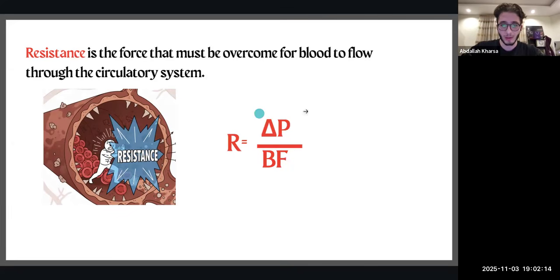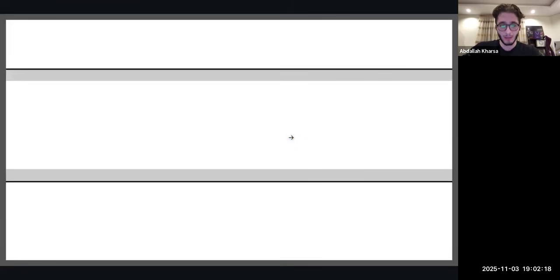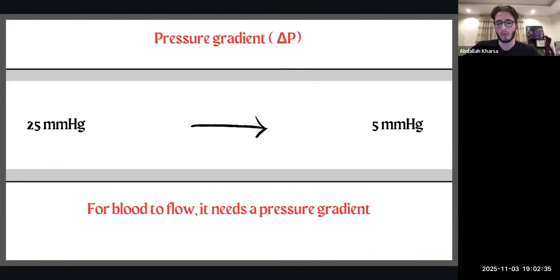And you might be thinking, what is this triangle looking thing, right? So what is a pressure gradient? Let's say you have a vessel, and in this vessel, you have a pressure of 25 millimeters of mercury right here, and a pressure of 5 millimeters of mercury right here. This pressure difference right here is going to cause blood to move in this direction. And this is really important because without this, blood won't flow. If there's no pressure gradient, blood won't move. So I just want you to remember that for blood to flow, you need a pressure gradient.